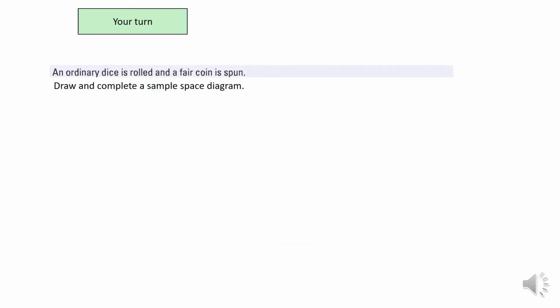Okay guys, so in this question on your turn we have an ordinary dice. Let me just reiterate that when we say ordinary dice, it is a 6-sided dice, which is rolled, and a fair coin is spun. So that fair coin either has heads or tails. I'm just going to write that here for you, heads or tails. Draw and complete a sample space diagram. Once you have finished, resume the video and I will draw that for you myself.